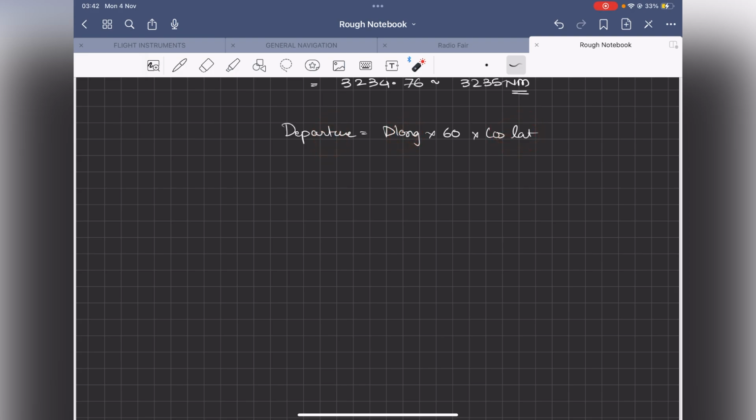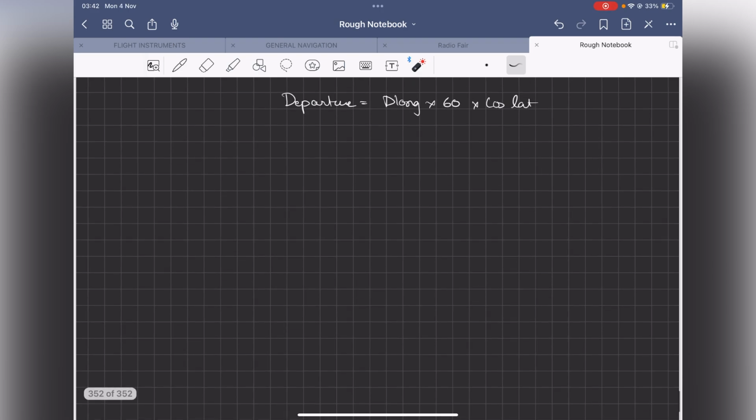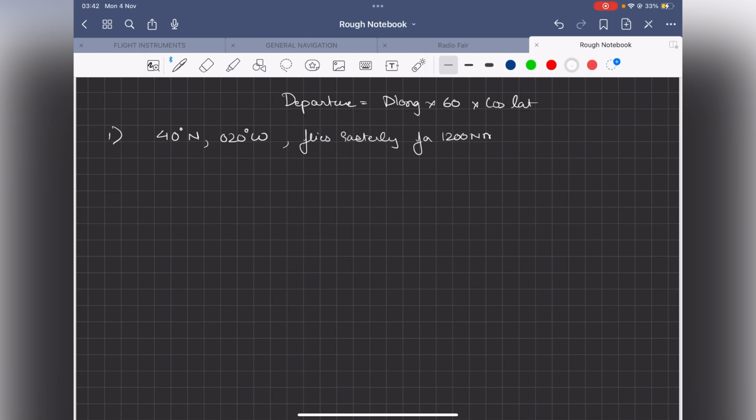So let's look at these different models, and let's understand these through questions. Again, let's say the question says there's a point 40 degrees north, 020 degrees west. The plane flies easterly, on a heading of 090, and it flies for 1200 nautical miles. What are the coordinates of the destination?